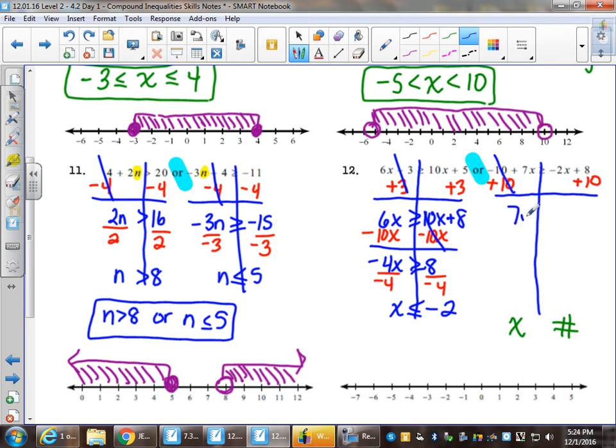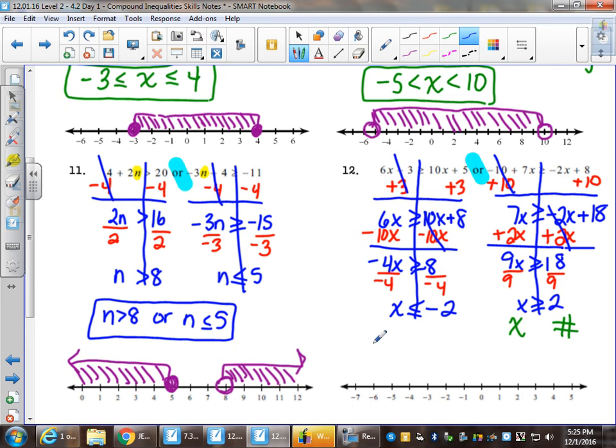So I get 7X greater than or equal to -2X plus 18. This side, I just want numbers. So this -2X, no good. Let's add 2X to both sides. Get it out of there. We get 9X greater than or equal to 18. Divide by 9. X is greater than or equal to 2.